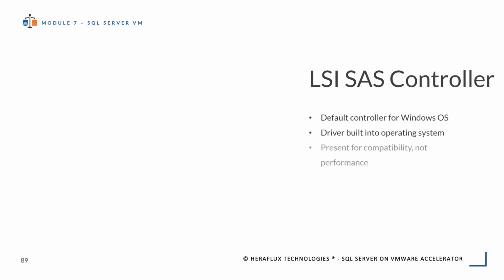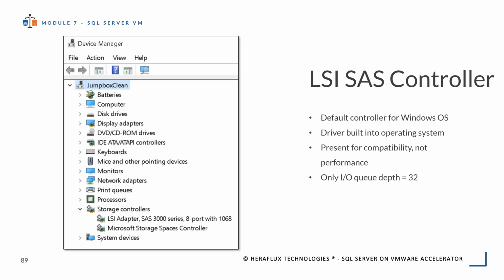The LSI SAS controller is built into the Windows and Linux operating systems natively as part of their core. They're simply there for compatibility purposes, but certainly not for performance. They have a single storage activity queue with a queue depth of 32 operations. For some underlying storage types, this queue depth is just fine. For faster storage, however, this queue depth is far too low and can be underutilizing your fast storage's performance.